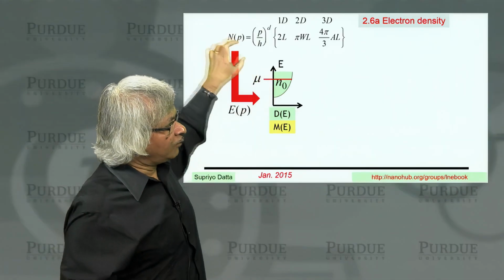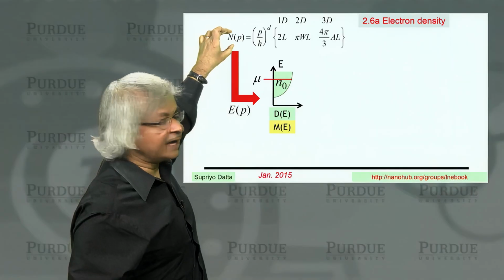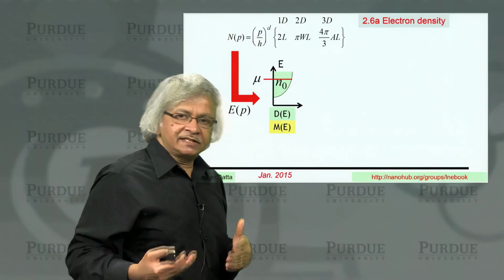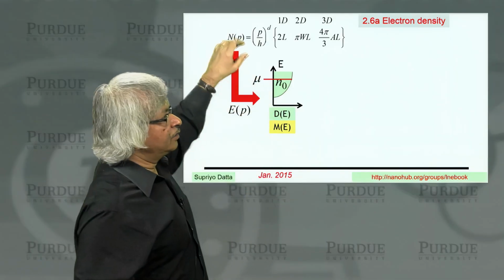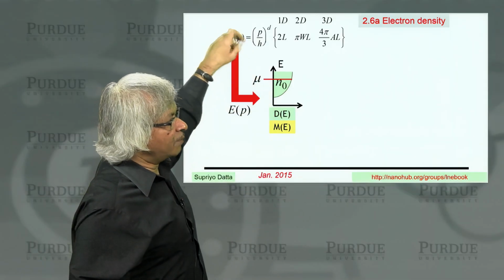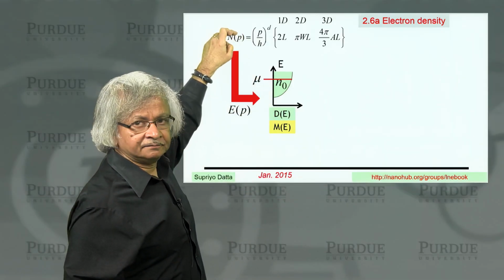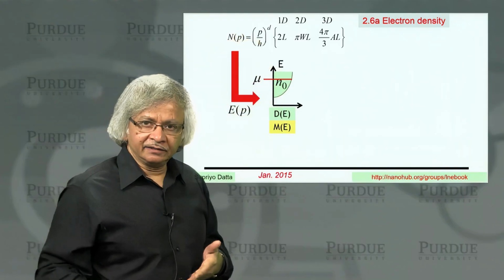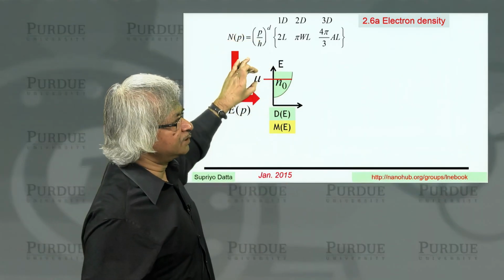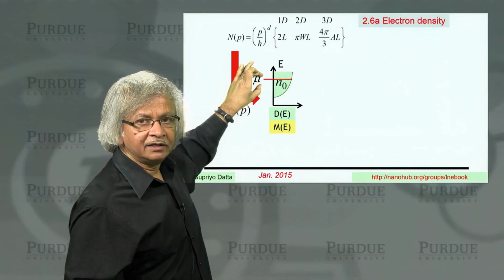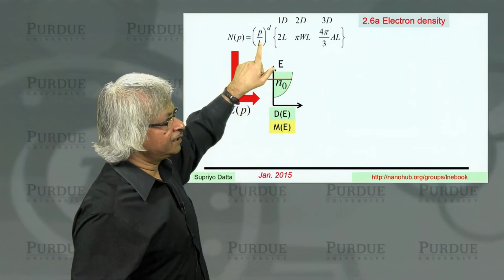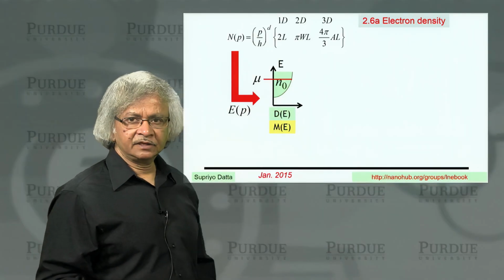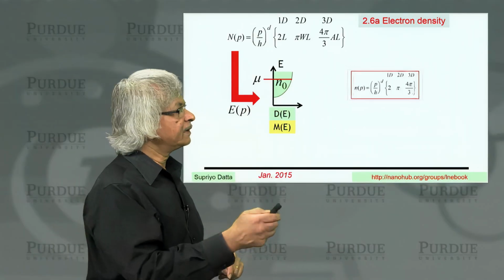So, and what does n tell us? This n, it tells us how many states are actually there whose momentum is less than p. Whereas what we want to know is how many states are occupied. And of course, all states below mu are occupied. So what you could do is actually use that function to obtain the electron density. Let me explain a little further.